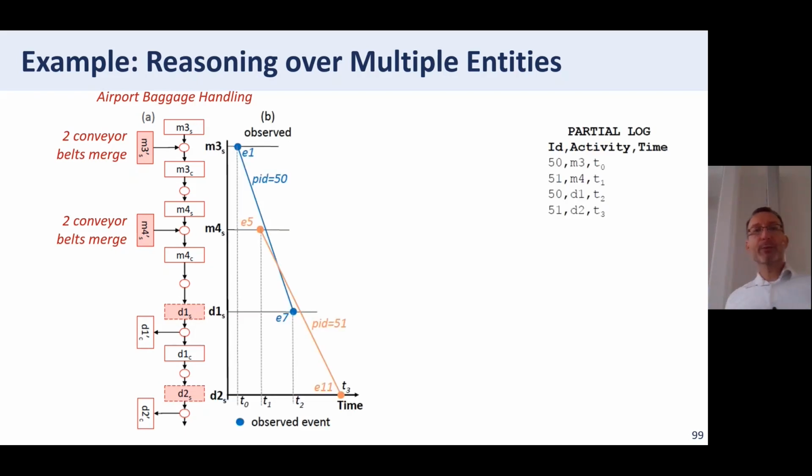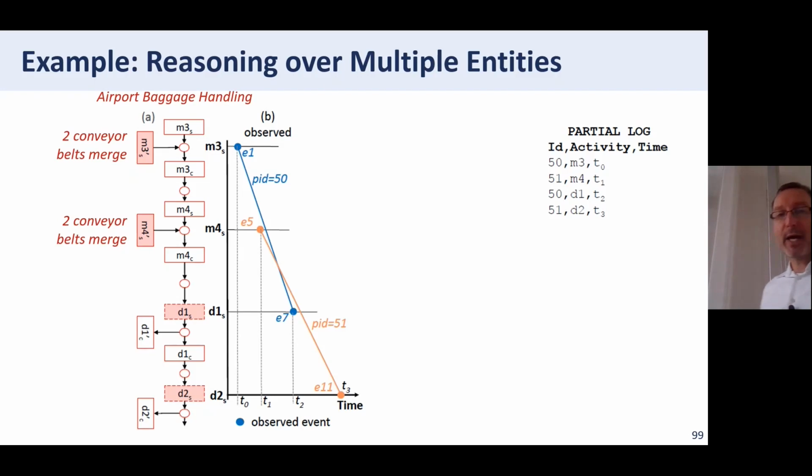Now, one of the problems that we have when working with these systems is that we don't have a complete event log over all the different steps and activities that are taking place, but only for some. We're only logging when bags are merged onto the main line or when bags are diverted away. So only the red transitions are actually being logged and the white ones are not.